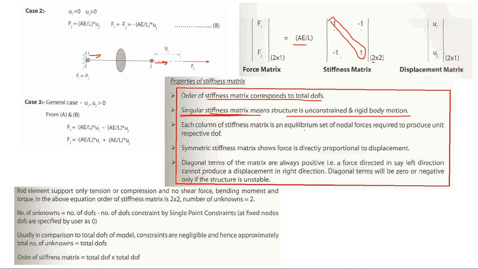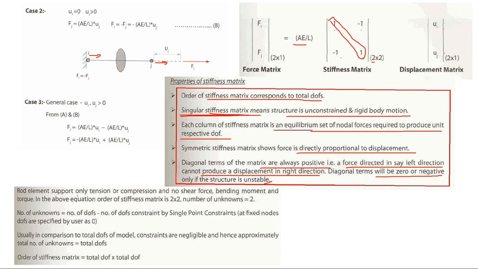Each column of the stiffness matrix is an equilibrium set of nodal forces required to produce unit displacement in the respective degree of freedom. Symmetric stiffness matrix shows force is directly proportional to the displacement. Diagonal terms of the matrix are always positive, so a force directed in, say, the left direction cannot produce a displacement in the right direction. If you apply force in this direction, it cannot go the negative way. Diagonal terms will be 0 or negative only if the structure is unstable. Okay, these are what we usually study in college.